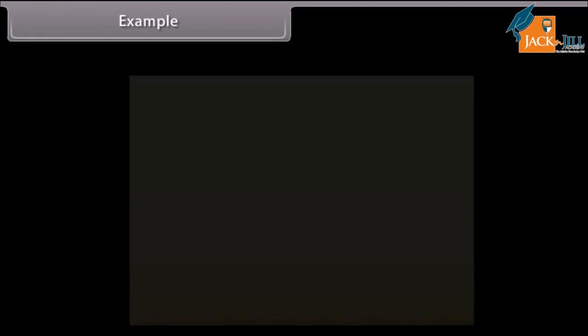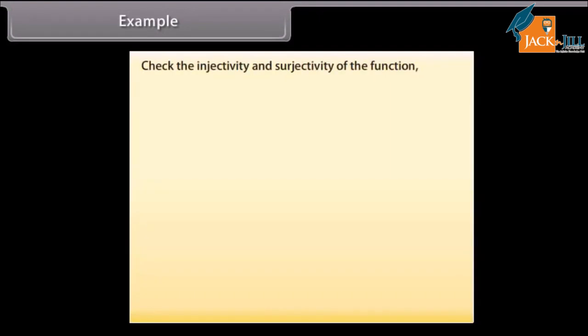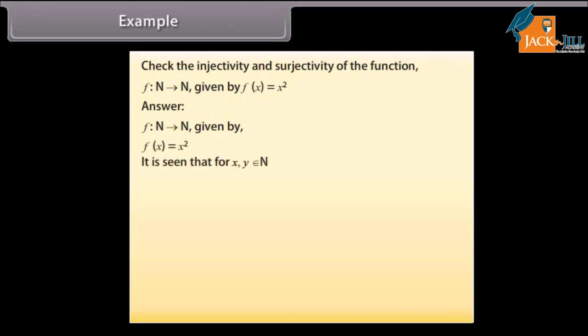Example. Check the injectivity and surjectivity of the function f from N to N given by f of x is equal to x square. Answer. Function f from N to N given by f of x is equal to x square. It is seen that for x, y belongs to N, f of x is equal to f of y, which implies that x square is equal to y square, which implies that x is equal to y.